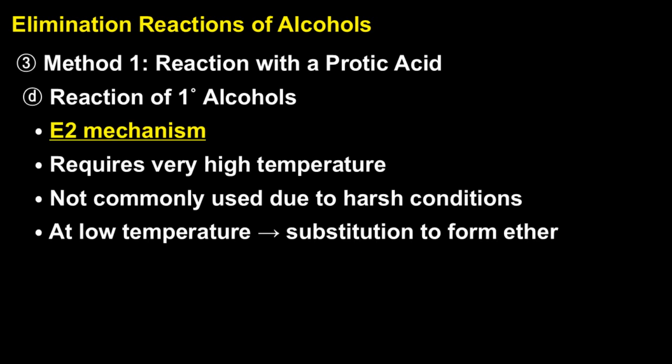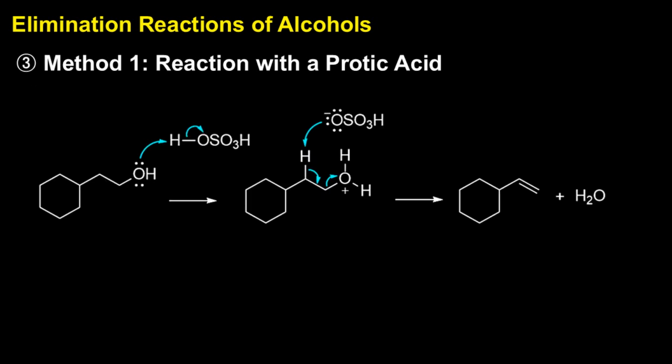What about primary alcohols? They don't form stable carbocation ions, so E1 doesn't work. Instead, elimination goes through an E2 mechanism, a single-step reaction. But it usually needs very high heat, which makes it hard to use in the lab. If the conditions are milder, you're more likely to get substitution, often forming ethers instead. So overall, acid-catalyzed elimination isn't the best choice for primary alcohols.